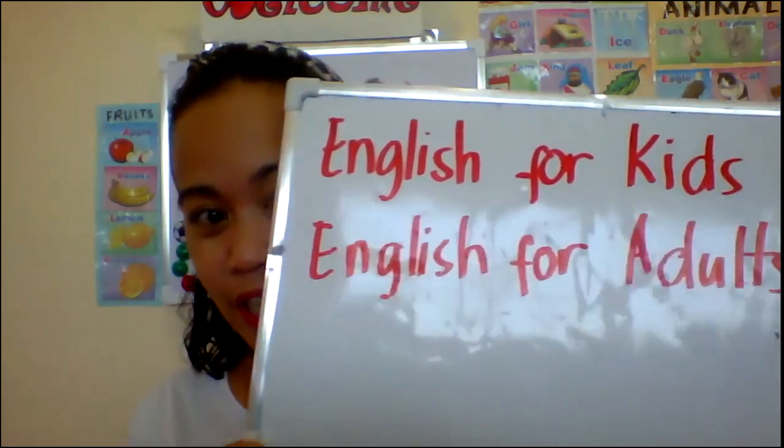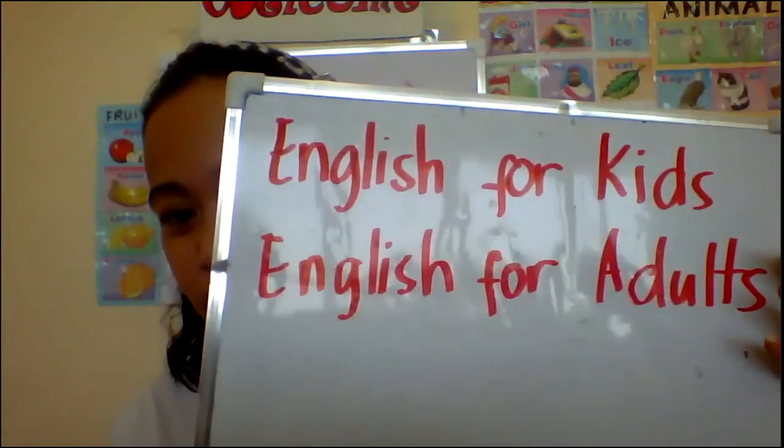So today, I'll be showing you and explaining the two main English courses that I offer here in Amazing Talker. First, English for Kids. Second, English for Adults, or what we call conversational English. So today, I'll be showing you the flow of my classes. Let me share my screen.